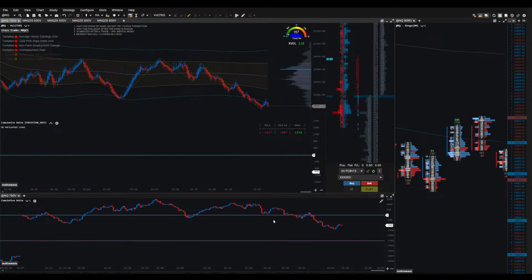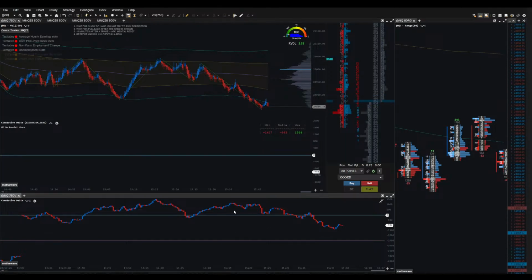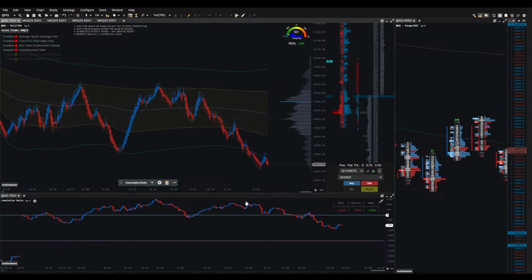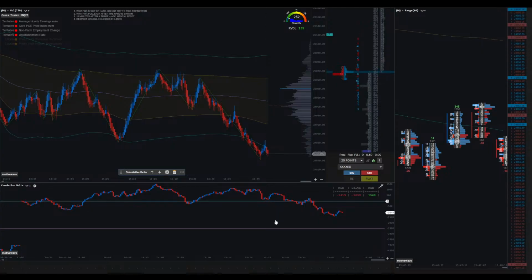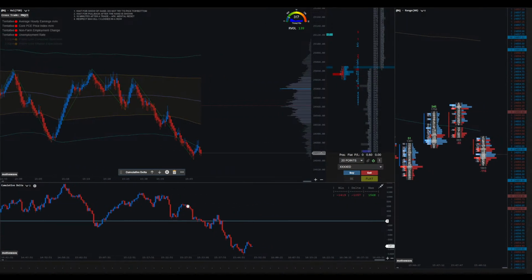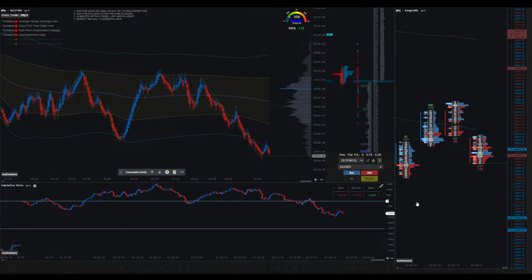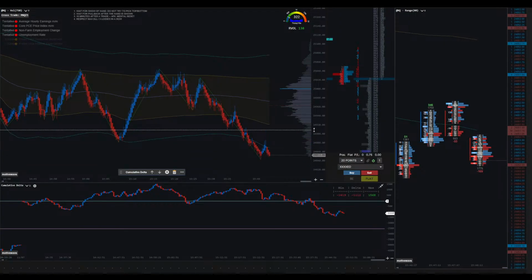Label. Save defaults. Label. Close, open, high, low, boom. Now this one can be removed. Yeah.